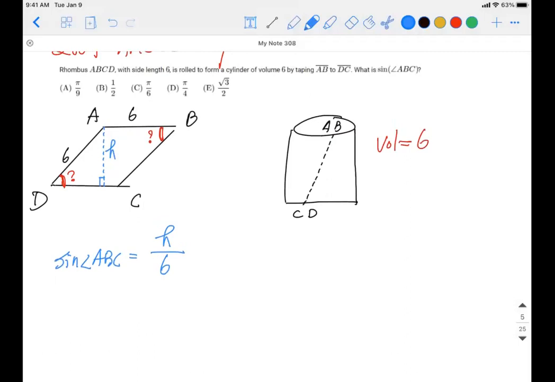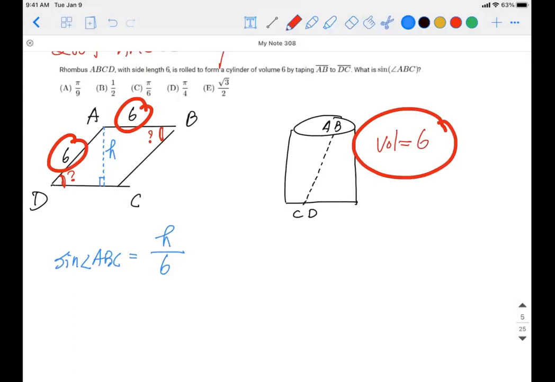Let's try to have some quick ideas. How can we get a value for H? Apparently, the question just gives you two conditions, right? One is the volume is 6. The other one is the side length is 6. And you're basically going to figure out a value for H using these two things.